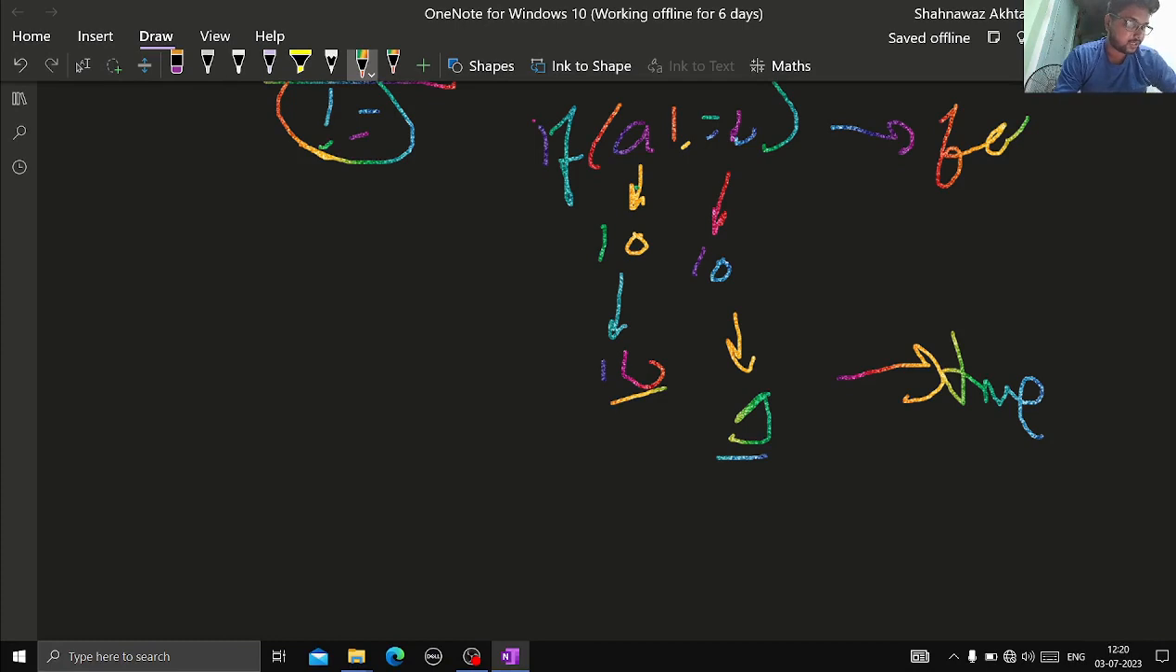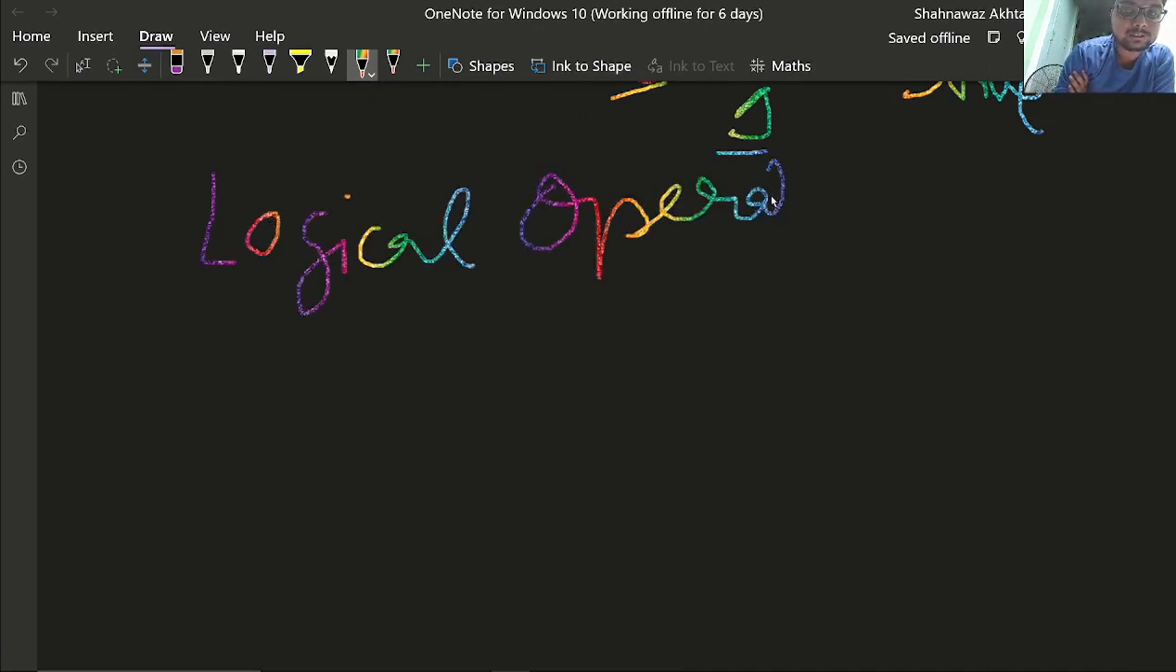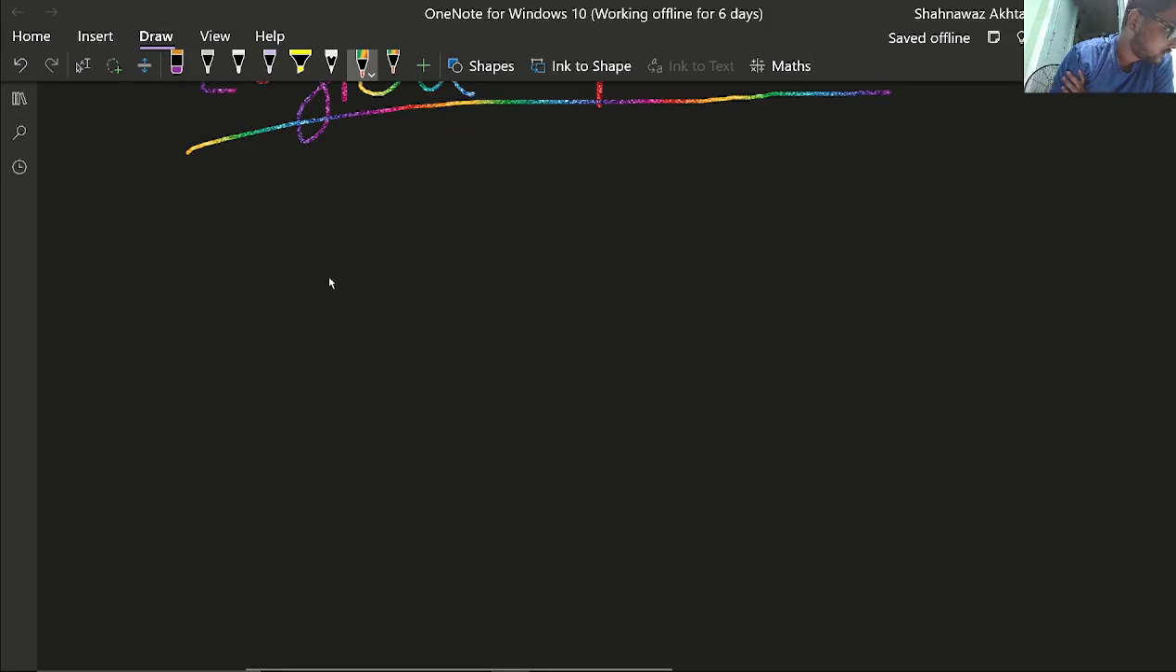Now logical operators. Okay. Now we have come towards logical operators. What are logical operators? Logical operators are those which give us the logic. Suppose there are basically three types of logical operators, that are AND, OR and NOT, and see these are also based on gates.